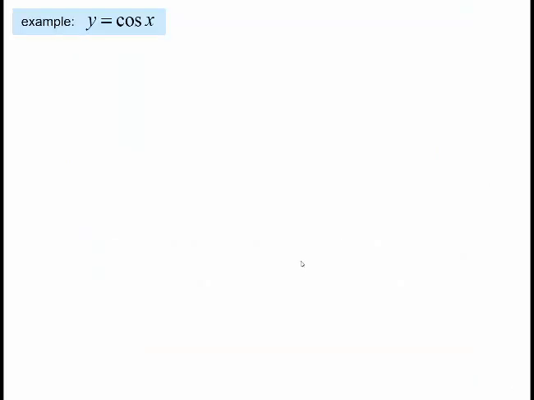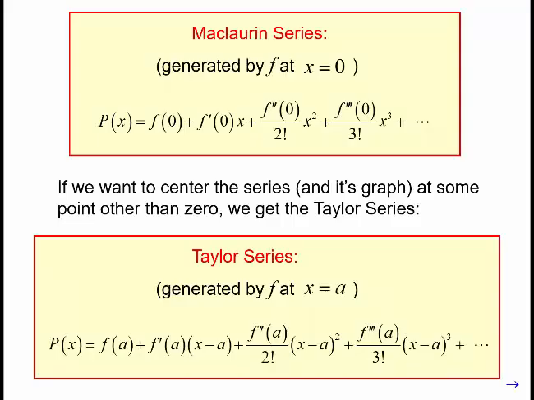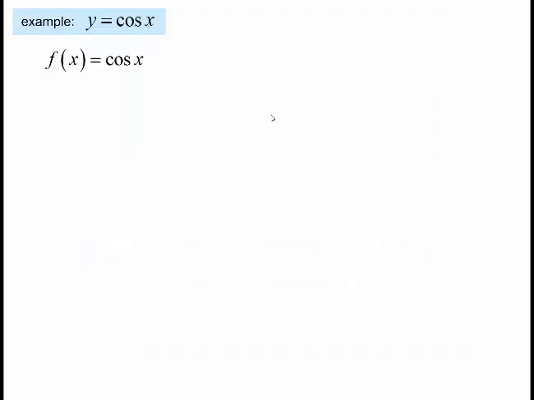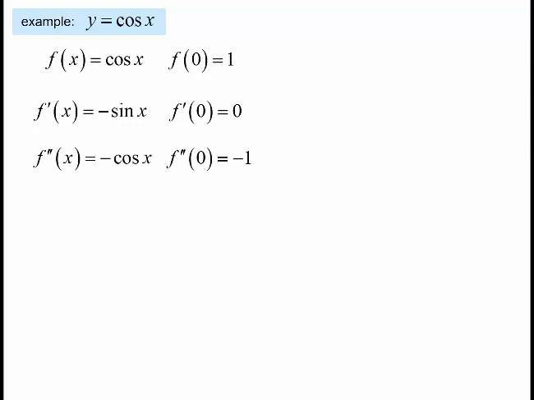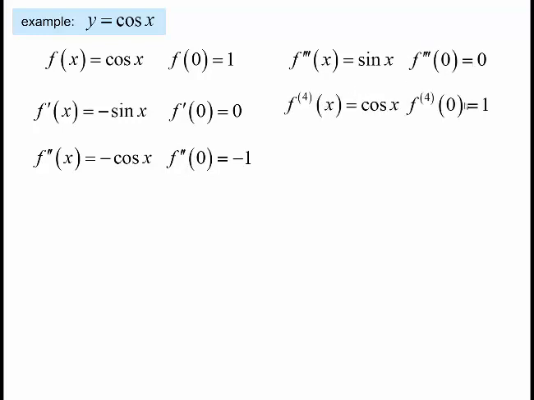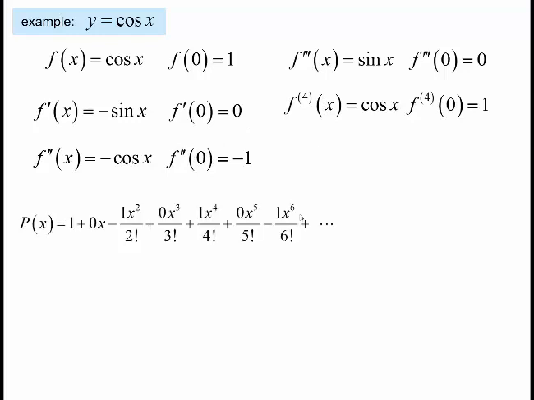All right, let's do another example. Y is equal to cosine of x. All right, so let's go back and let's do a Maclaurin here. So f of x is equal to cosine of x, f of 0 is equal to 1, f prime of x is equal to negative sine of x, f prime of 0 is equal to 0. You can see the pattern that I'm doing here. I got second derivative at 0, third derivative at 0, fourth derivative at 0. So I've got f of 0, f prime of 0, f double prime of 0, f triple prime of 0, and f to the 4th of 0.